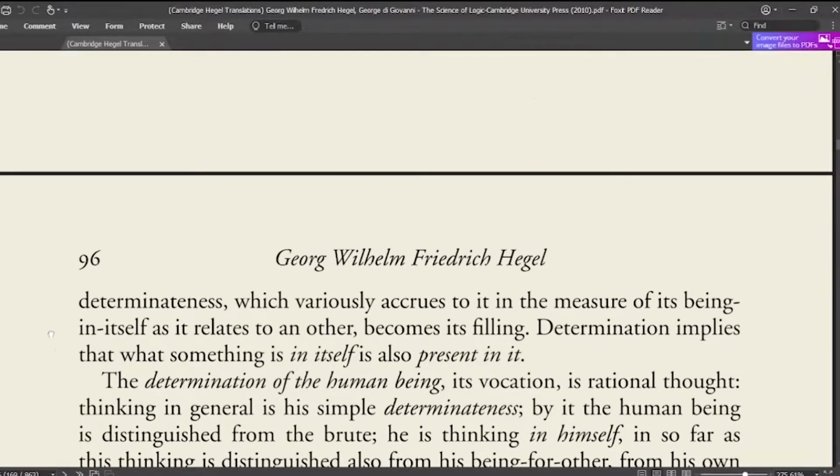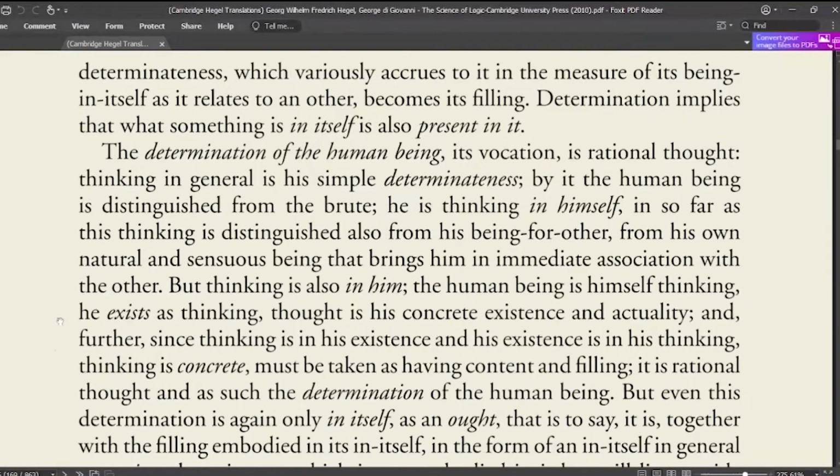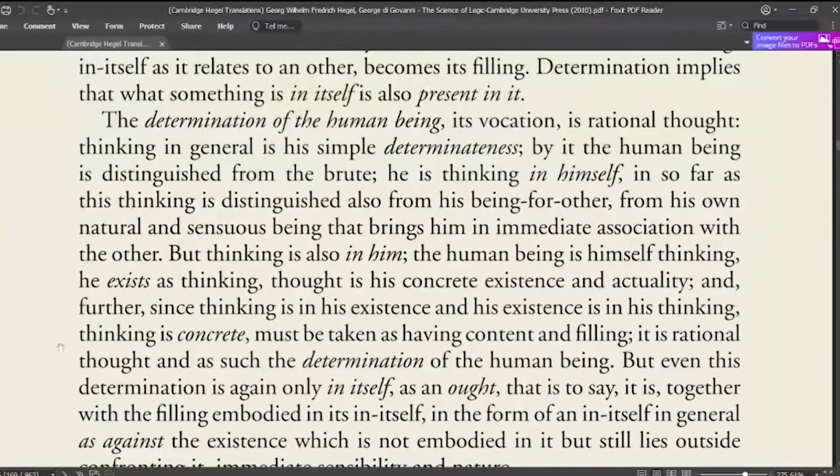The determination of the human being, its vocation, is rational thought. Thinking in general is his simple determinateness. By it, the human being is distinguished from the brute. He is thinking in himself, insofar as his thinking is distinguished also from his being for other, from his own natural and sensuous being that brings him an immediate association with the other.